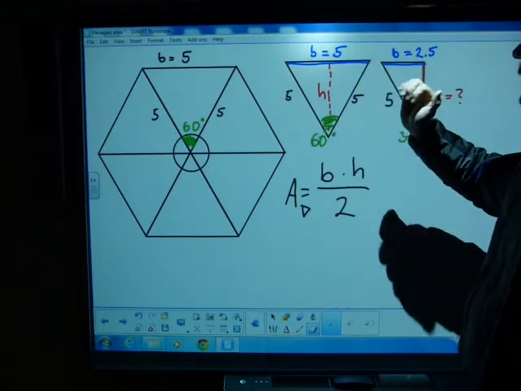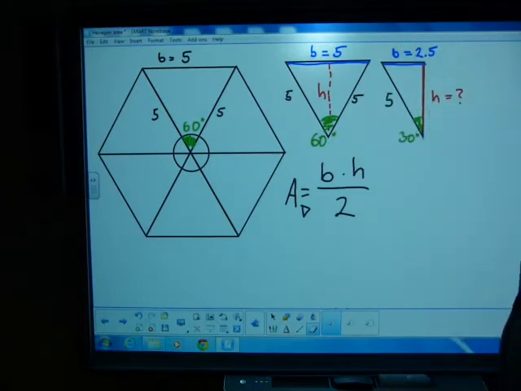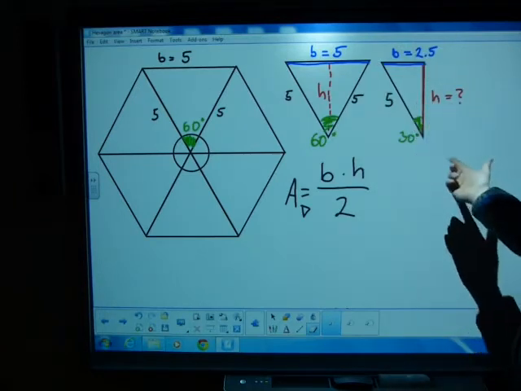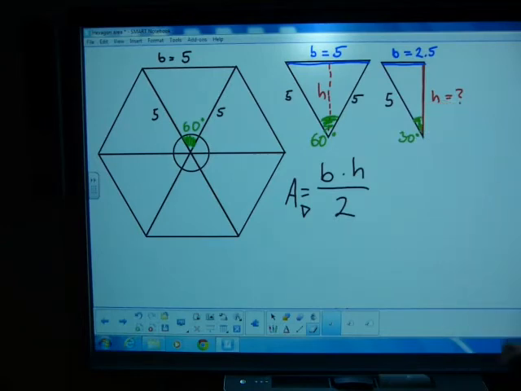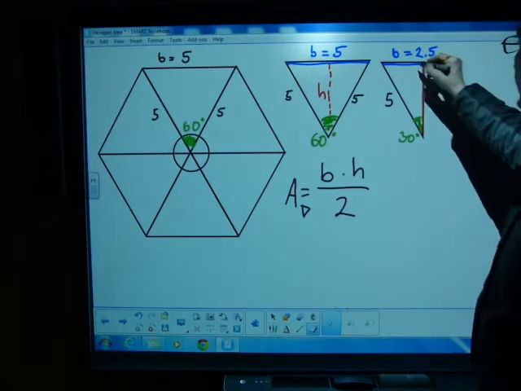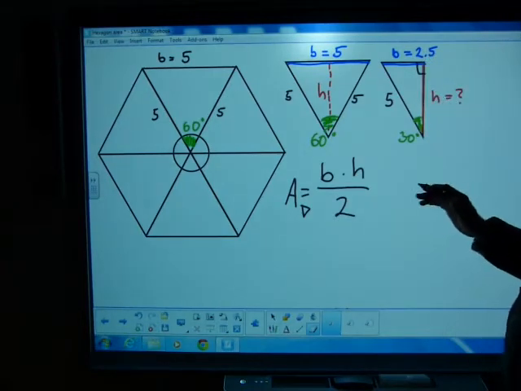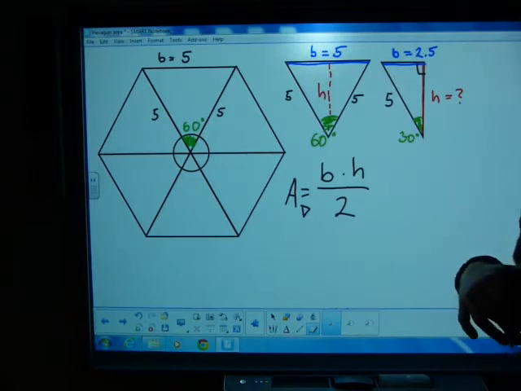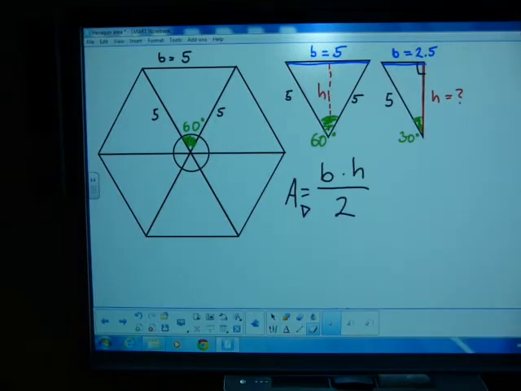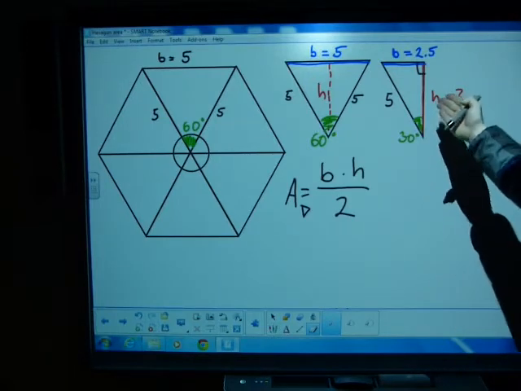What I did with this triangle is I cut it in half, and it became this half of a triangle, which is also a triangle. It's a right angle triangle, like I said. It's important because the trigonometric functions of sine, cosine and tangent apply to right angle triangles.